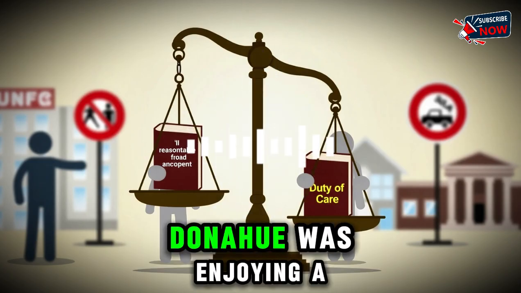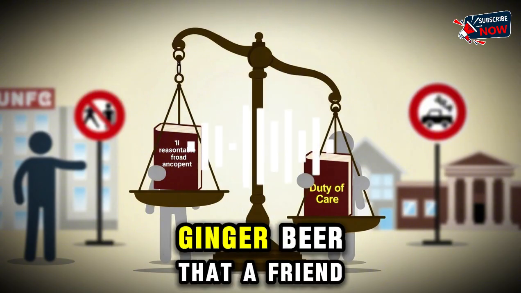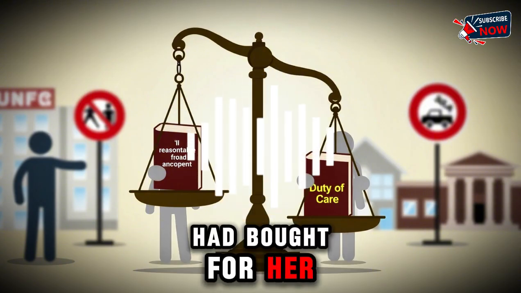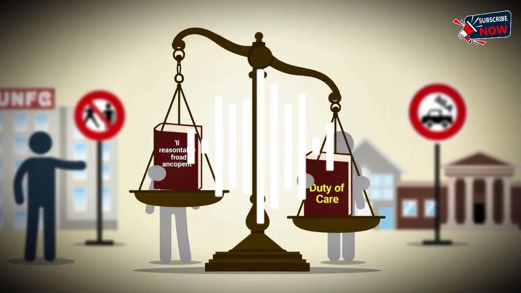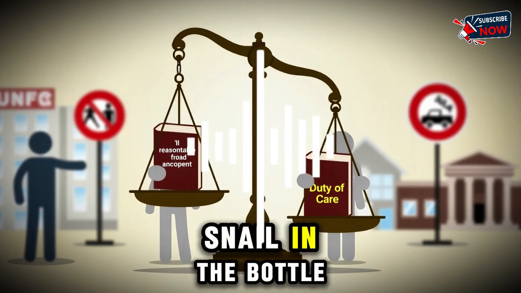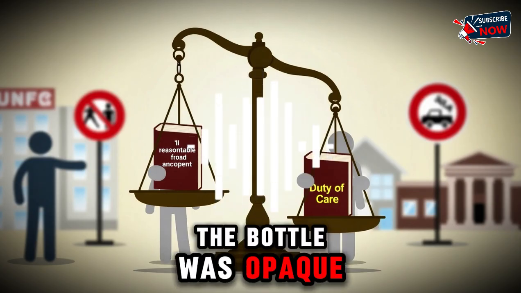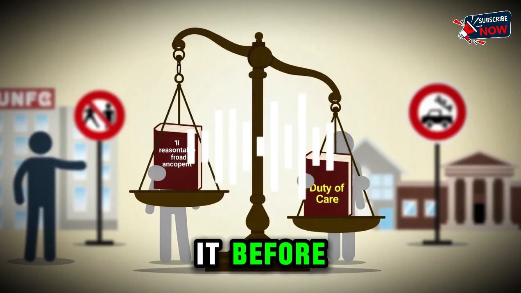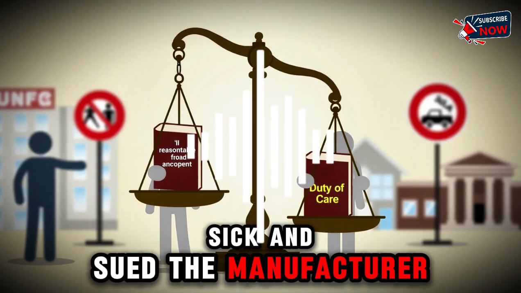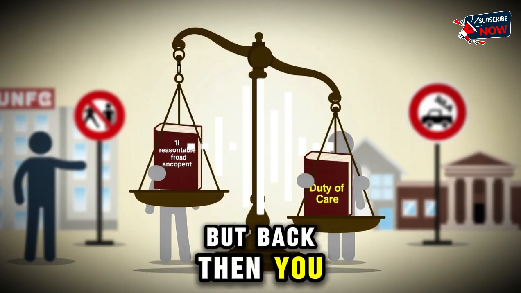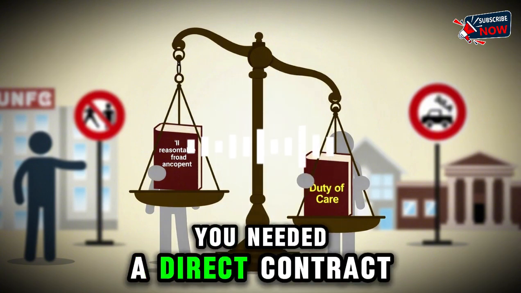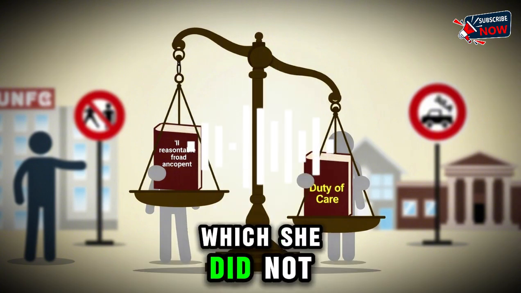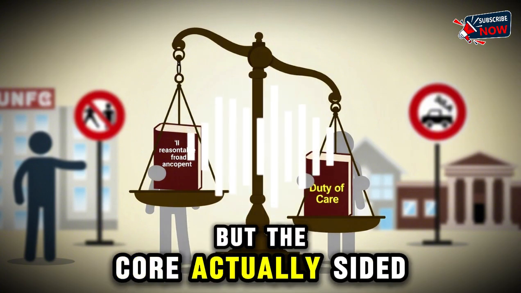So Mrs. Donoghue was enjoying a ginger beer that a friend had bought for her. And to her horror, she found a decomposed snail in the bottle. The bottle was opaque, so she didn't see it before. She ended up getting sick and sued the manufacturer. But back then, you couldn't just sue anyone. You needed a direct contract, which she did not have with the manufacturer. But the court actually sided with her.